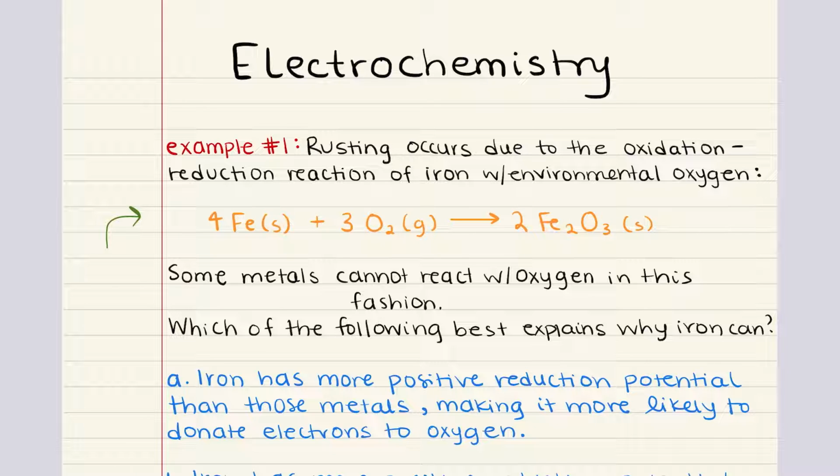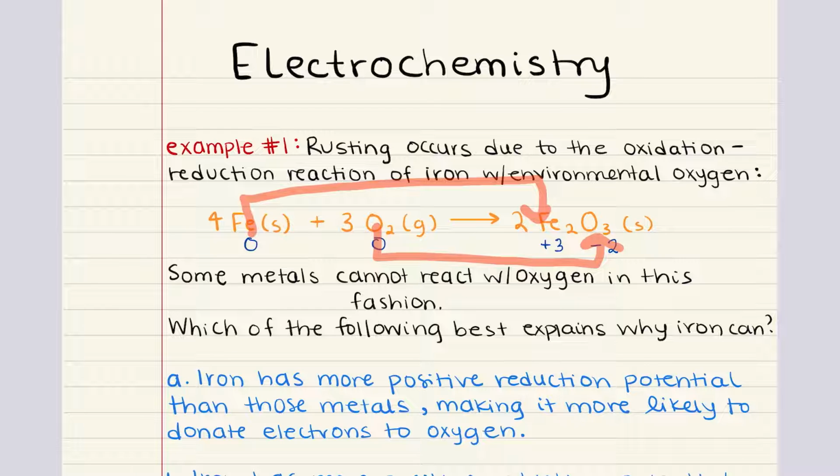Now, the first thing we want to do is take a closer look at this reaction. Taking a closer look, we can begin to assign oxidation numbers, and here we notice that iron loses electrons and is oxidized, and oxygen gains electrons and is reduced.